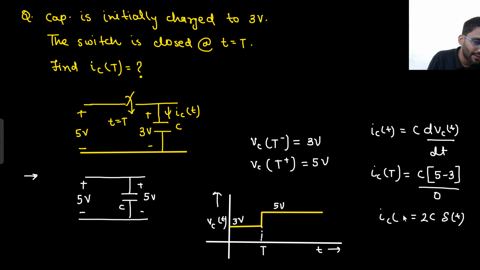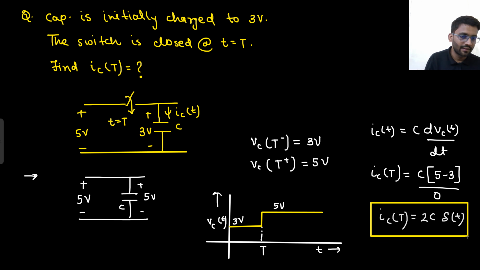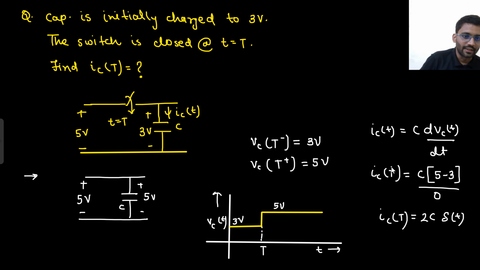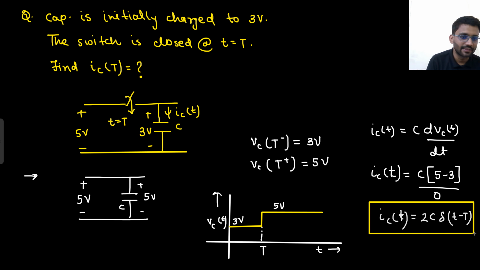Impulsive current will be there. This would be a wrong thing to write actually. I should write ICT only. ICT would be 2C delta t minus t, because at time t only we will have an impulse. ICT would be C into the change, that is from 3 to 5. That means you are giving 2C charge.